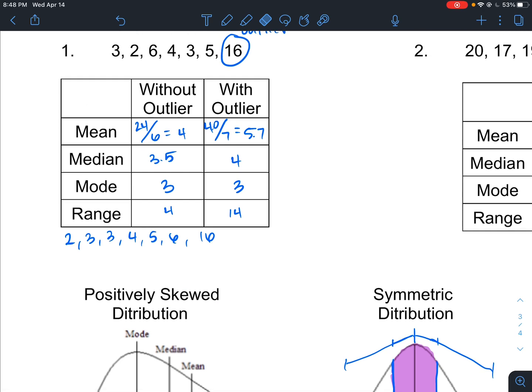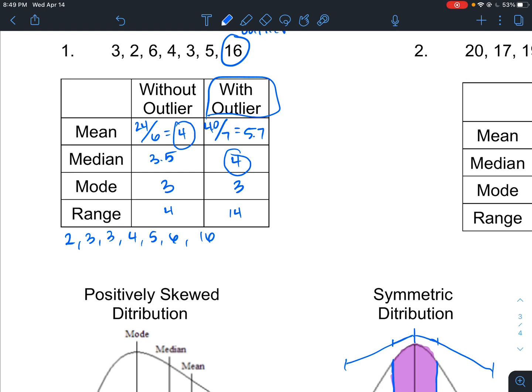Now again, without an outlier, the mean is a better way of describing your center. So without the outlier, we could say that the average for this data is 4. But if we're including the outlier, we don't want to measure the center with the mean, but with the median. And you see how it's actually the same, meaning that the median is a better way of describing the center of data with outliers. The mode is 3, and you can see how different the range is.